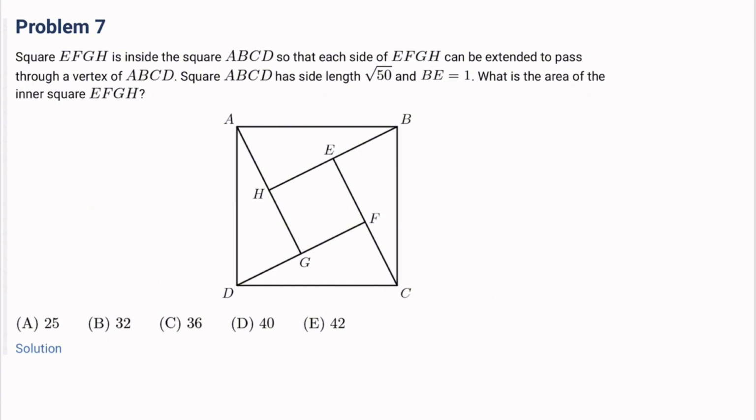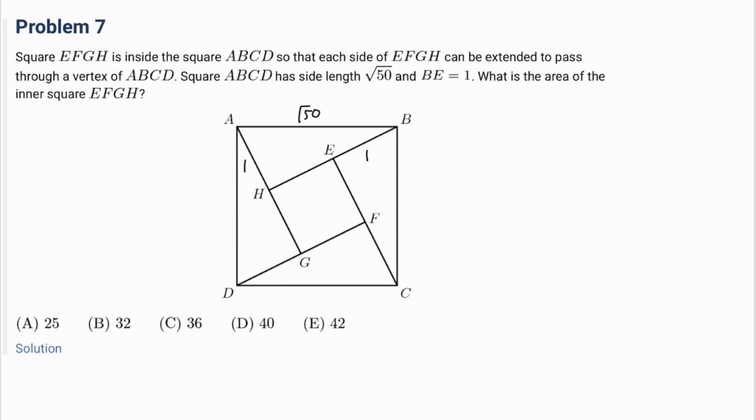Okay, so we know that this much is root 50, right? So that's root of 50, and b is 1, so that much is 1. And since this is 1, this is the same length, so that's also 1, right? And now we can use the fact that this is a right triangle with this as a right angle. So this square plus this square would equal this square, right?